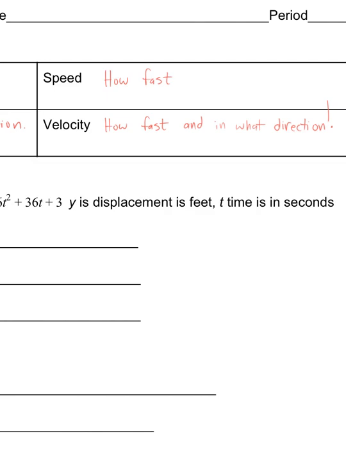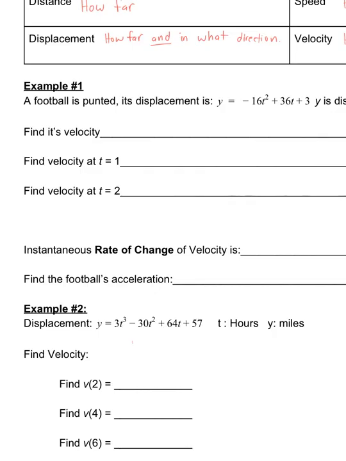Okay, so let's look at example number 1. A football is punted. Its displacement. Now, displacement is another name for position. It tells us where we are. That all refers to the original function. We've got to know our functions. So displacement is another name for position. These are both names for the original function.